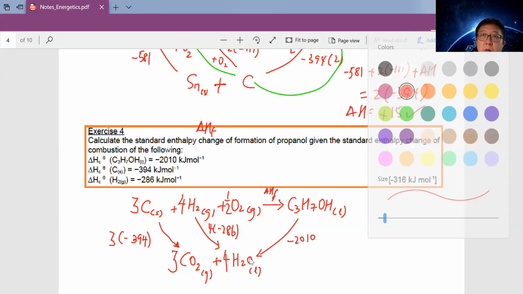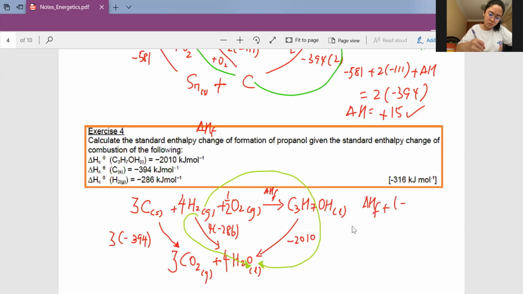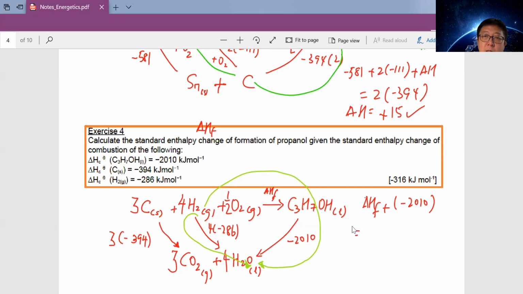Hess's law: clockwise equals anti-clockwise. From here, swing up, come down, follow the arrow. From here, come down to here. The 2 arrowheads meet. Correct? Then I can solve it here. Enthalpy H of formation plus negative 2010 must be the same as 3 times negative 394 plus 4 times negative 286.